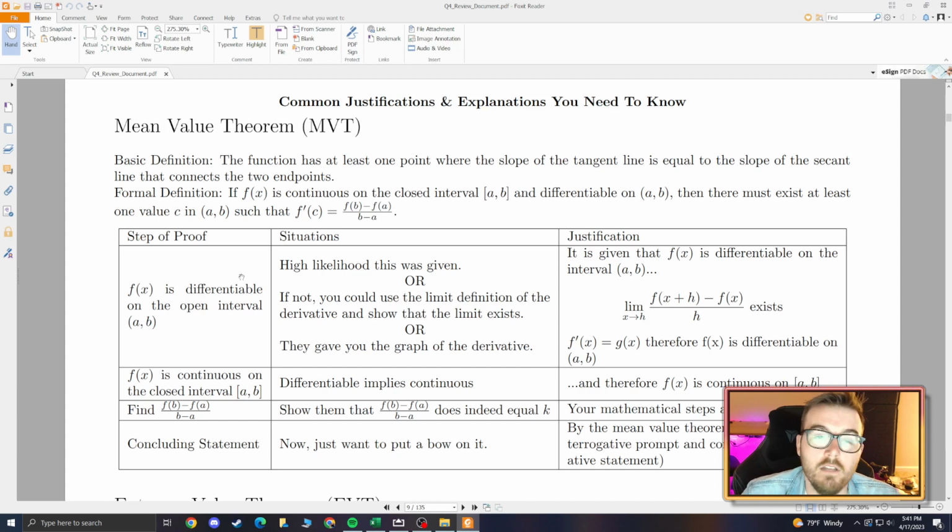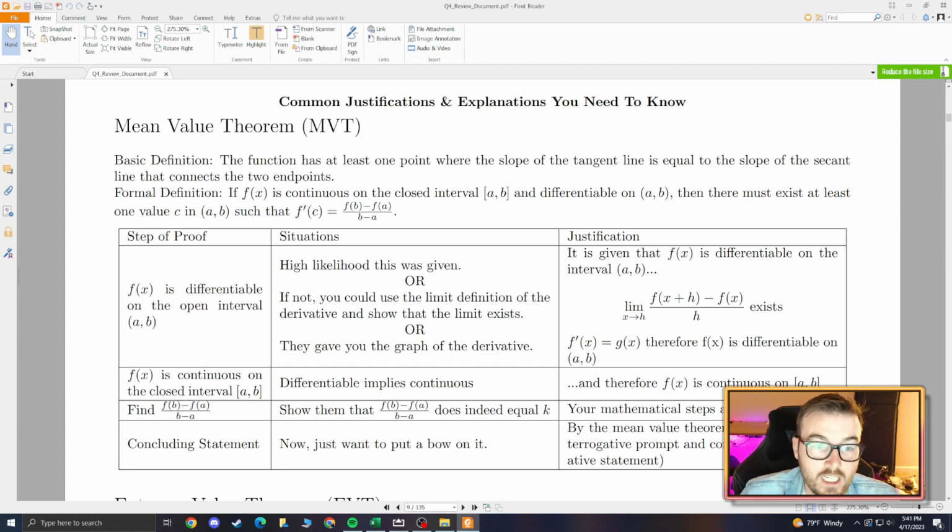But more formally, and what you have to say is, if f of x is continuous on the closed interval a to b, and it's differentiable on a to b, then there must exist at least one value c in a to b such that f prime of c is equal to f of b minus f of a all over b minus a.